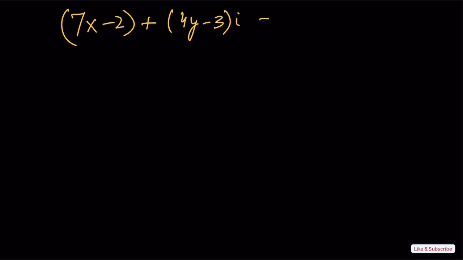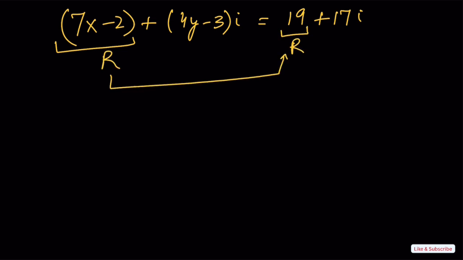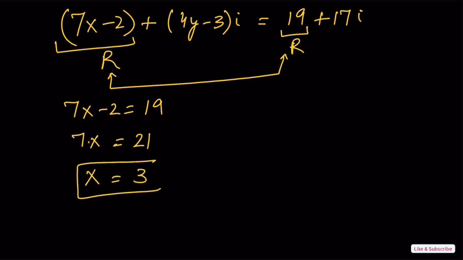Let's consider another example. It's (7x minus 2) plus (4y minus 3)i equals 19 plus 17i. Now this is the real part on the left, that's the real part on the right. They are going to be equal. So I got 7x minus 2 equals 19. Take 2 to the other side, that makes it 19 plus 2, that's 21. 7 is in multiplication, so we'll divide. So I got x equals 21 divided by 7. That gives you the value of x as 3.